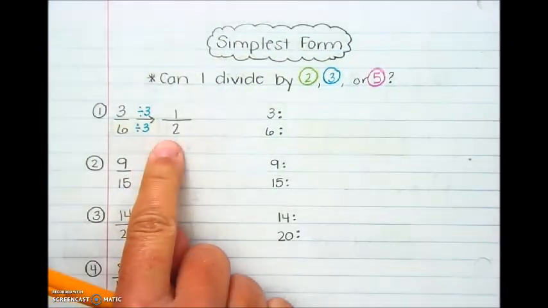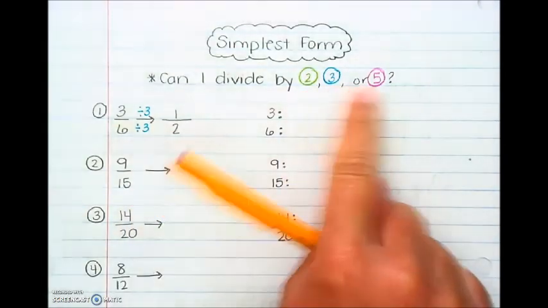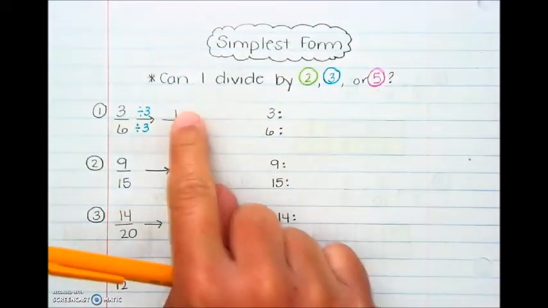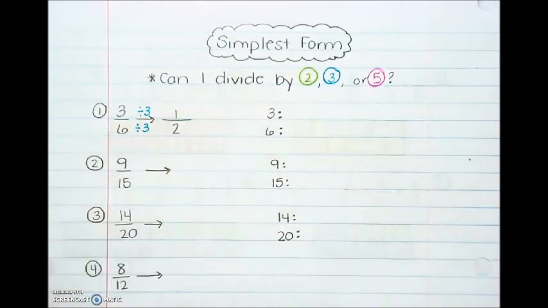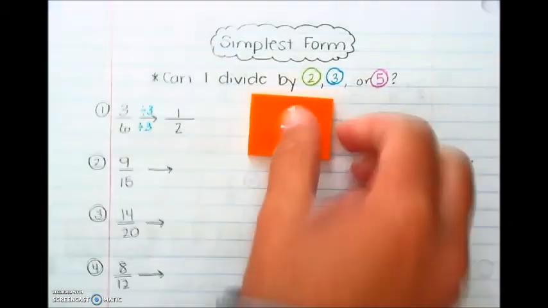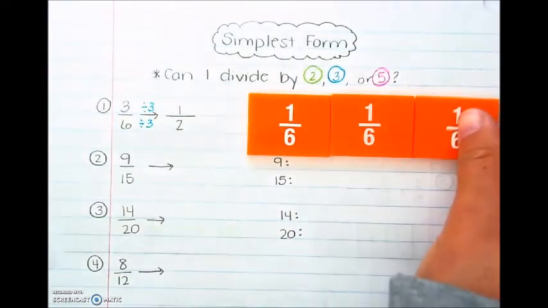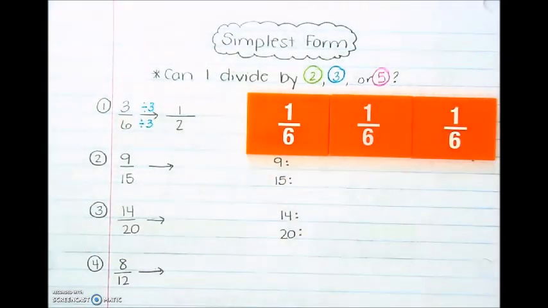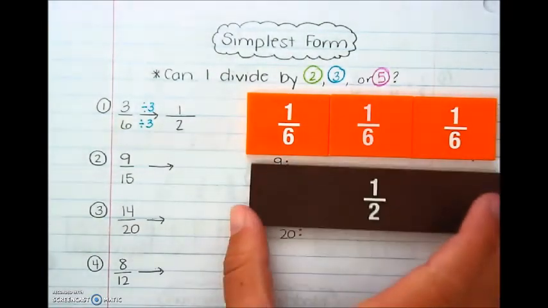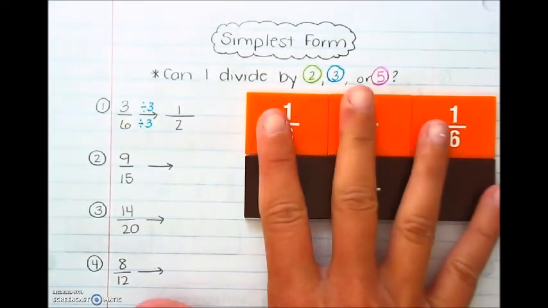Now I need to look at this particular fraction and say, can I divide both of those numbers by 2, 3, and 5? And a big hint is that whenever your numerator is 1, you are in simplest form. So to prove that I made an equivalent fraction, I'm going to set up 3/6 tiles. And since we found that to be equal to 1/2, if I line up my 1/2 tile underneath it, it should be exactly the same, which it is. So 3/6 is equal to 1/2.